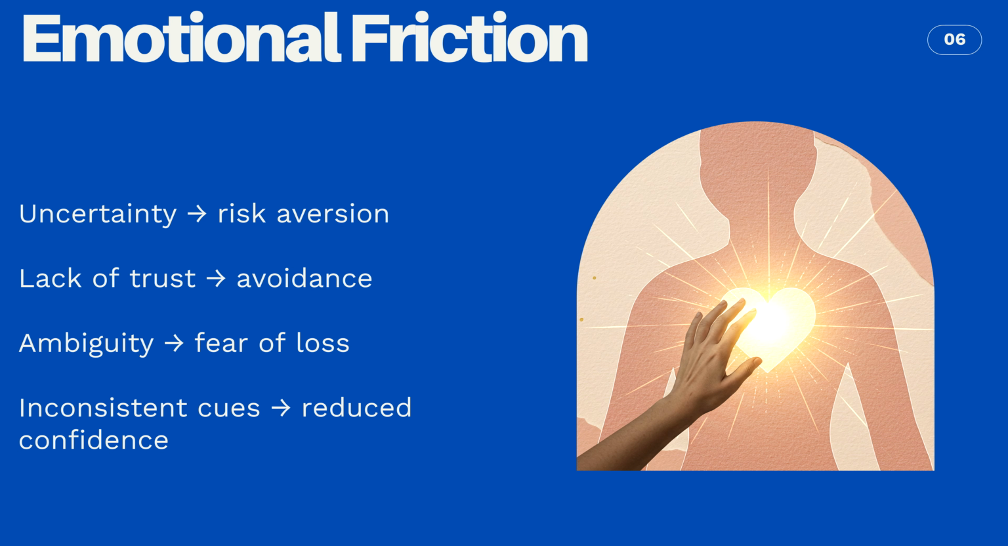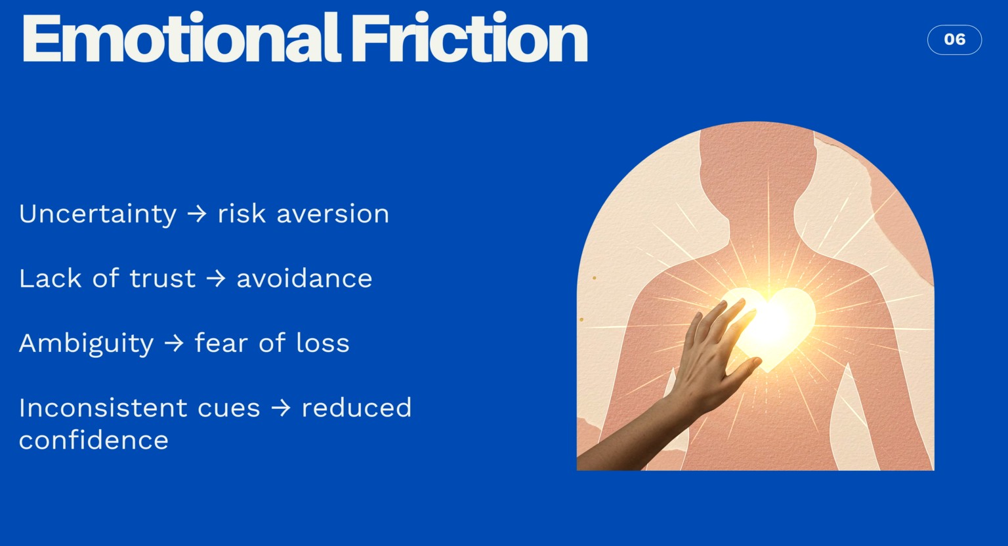Emotional friction is the friction people feel but cannot articulate. It's the hesitation that arises when something feels uncertain, risky, or unfamiliar. This is grounded in prospect theory, which shows that losses loom larger than gains. When customers sense ambiguity, they perceive potential loss, even if the actual risk is low. Lack of trust triggers avoidance. This aligns with trust heuristics, signaling theory, and uncertainty reduction theory. When trust signals are weak or inconsistent, customers default to inaction.